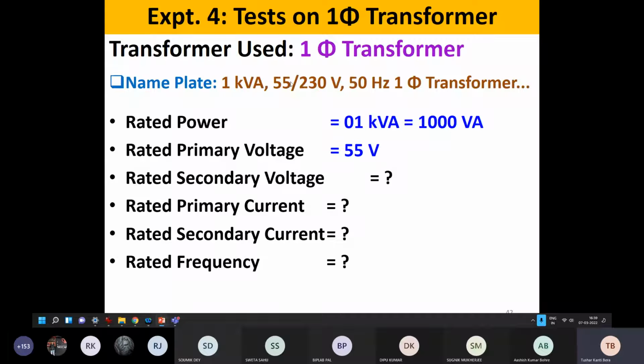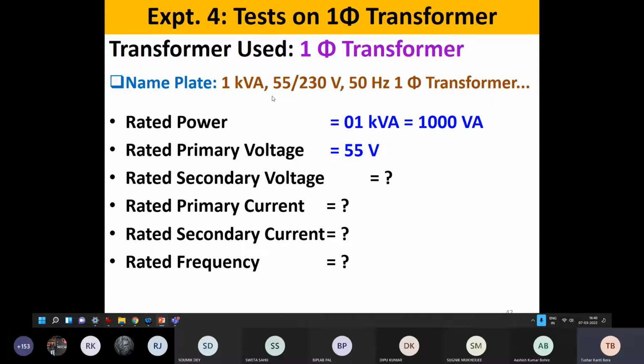And the primary voltage is written as 55. Why is 55 called the primary? Because it is written at the left side of the slash, and the right side will be the secondary voltage. So this will be the primary and this will be the secondary. That means if we give 55 volt at the primary, we will get 230 volt at the secondary. We can reverse it also. If we give 230 volt at this winding, we will get 55 at the other winding. At that time 230 volt will be called the primary winding, because power was given in this winding.